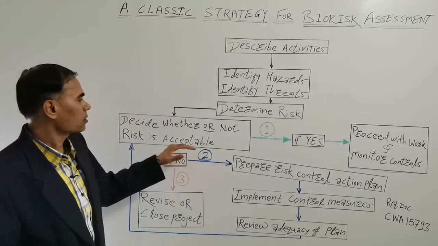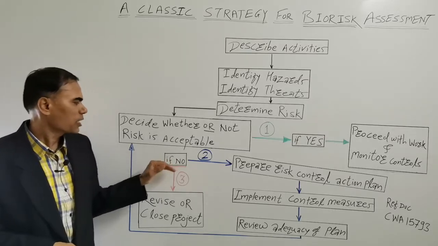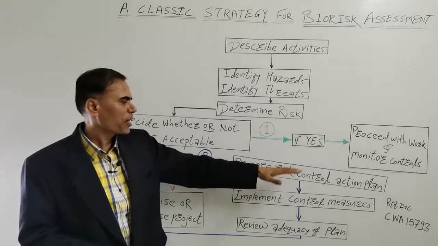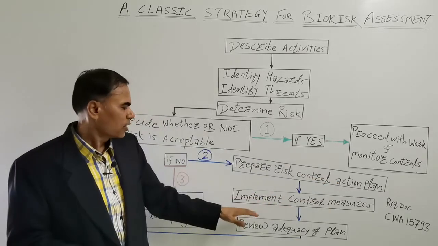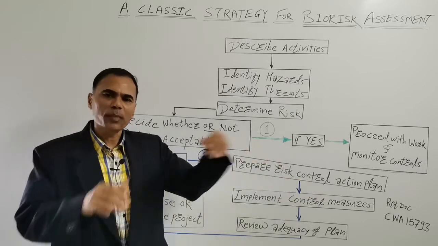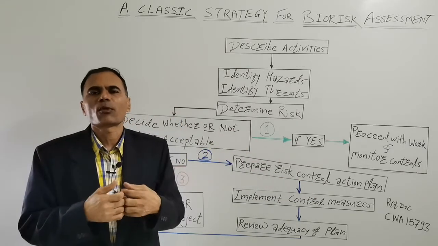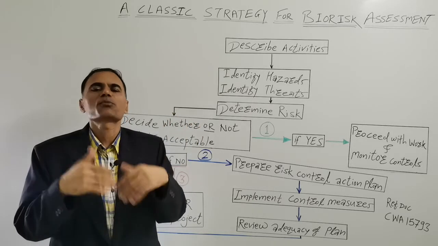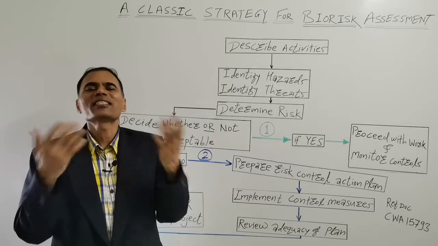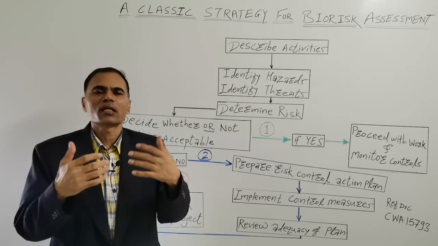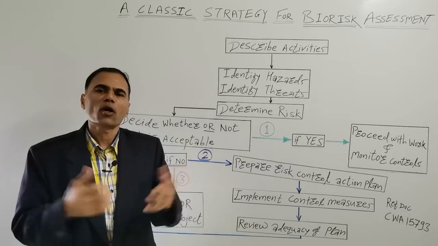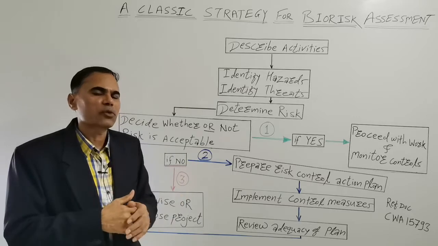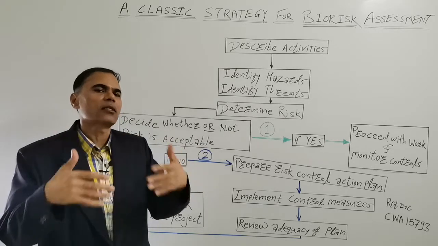But if the answer is no, and what I mean is if the risk is not acceptable, then you have two options. One option is you can prepare the control action plan and implement control measures to mitigate the risk. Maybe you can use, for example, personal protective equipment, or maybe you can think of substitution, or engineering controls, or an elimination strategy, or administrative controls. So whatever is necessary, you can use that control measure and mitigate the risk.